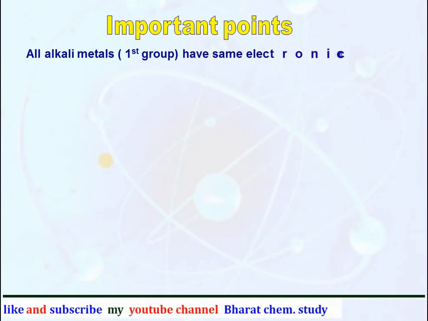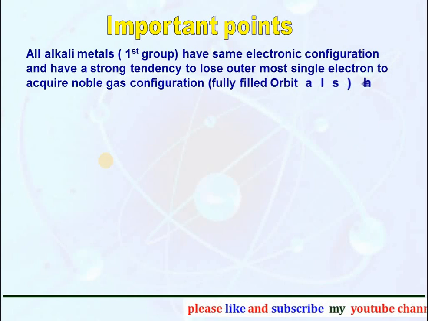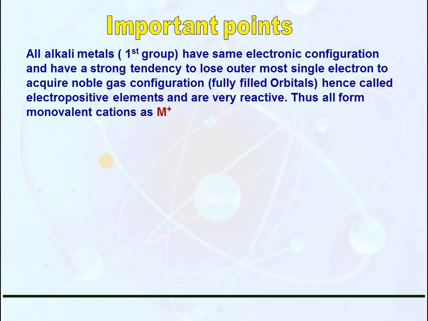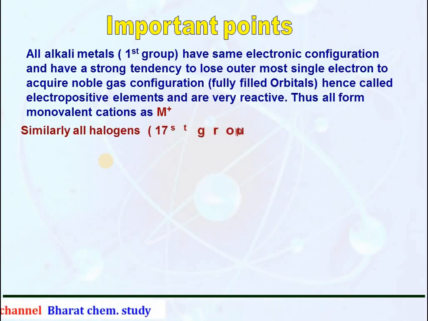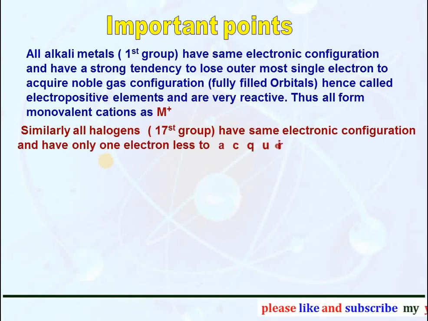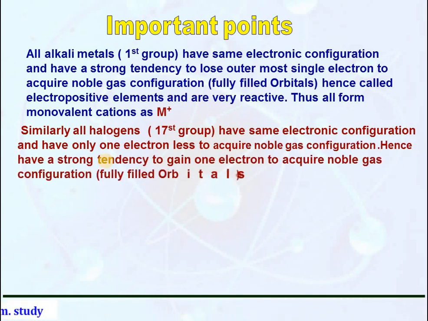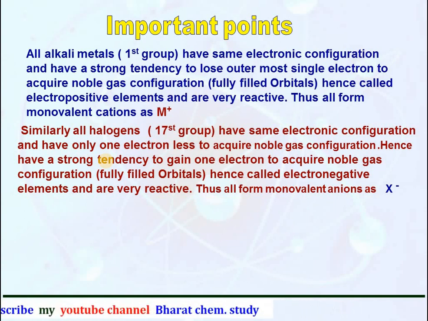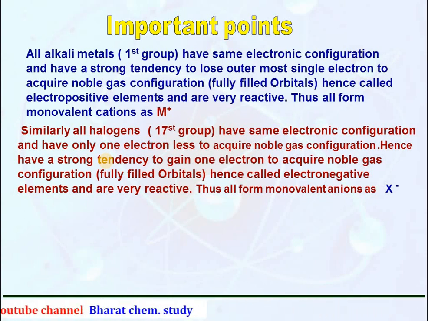Important points: all alkali metals, group 1 metals, have the same electronic configuration and have a strong tendency to lose the outermost single electron to acquire noble gas configuration, hence called electropositive elements, and are very reactive, thus all form monovalent cations. Similarly, all halogens, that is group 17 elements, have the same electronic configuration and have only one electron less than noble gas configuration, hence group 17 elements have a strong tendency to gain one electron and acquire noble gas configuration, hence they are electronegative elements and are very reactive, and they gain one electron to form monovalent anions.